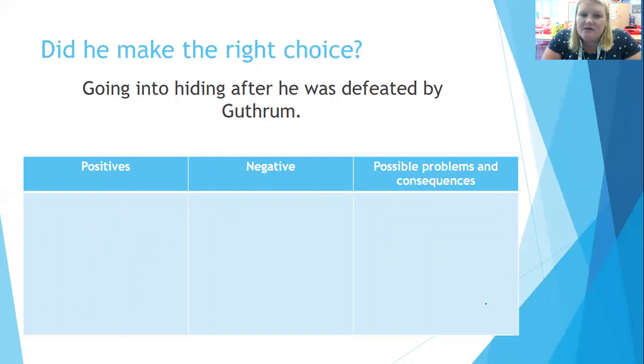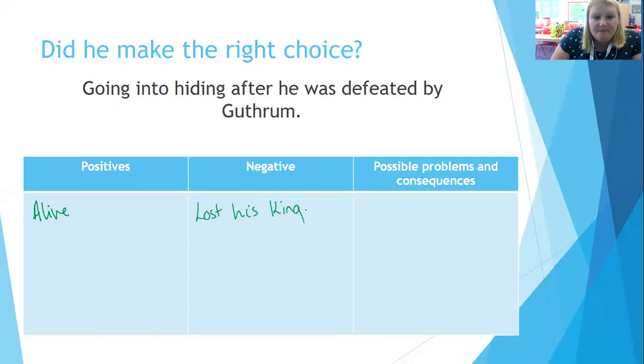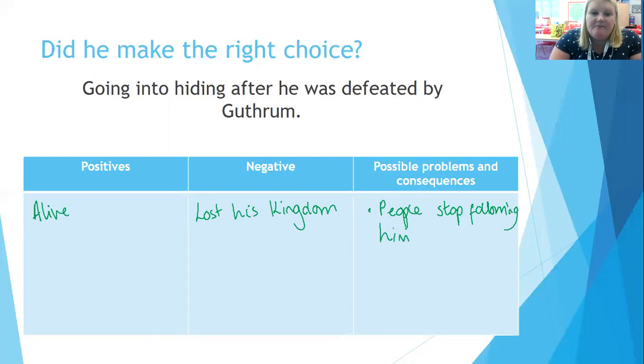Same for this one, going into hiding after he was defeated by Guthrum. Positives, negatives, possible problems and consequences. So positives for me, he was alive. Basically, he kept his life. Negatives, lost his kingdom to the Vikings. People stopped believing in him. So they stopped following him and they stopped believing and supporting him.